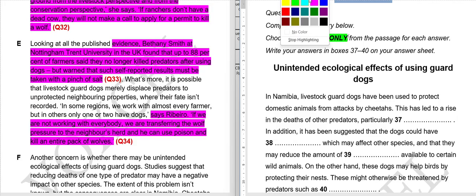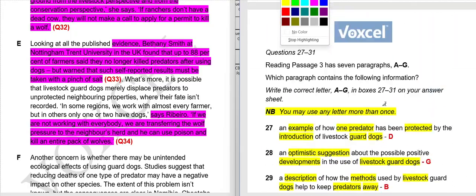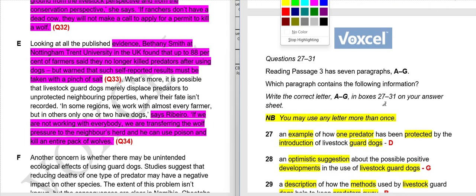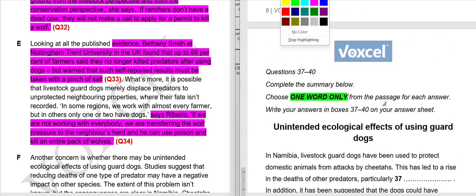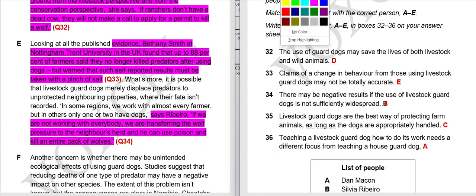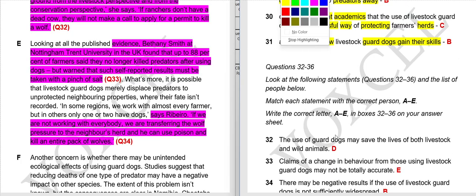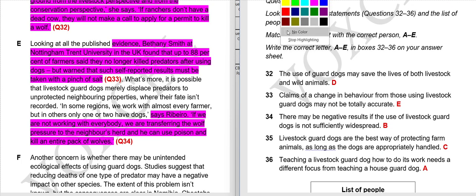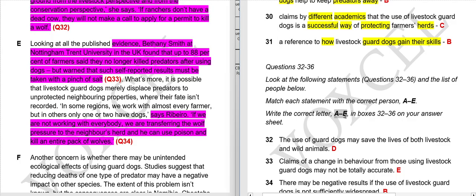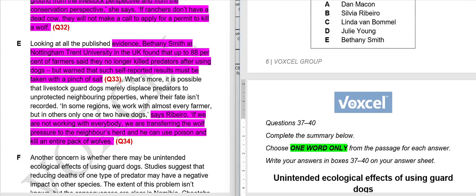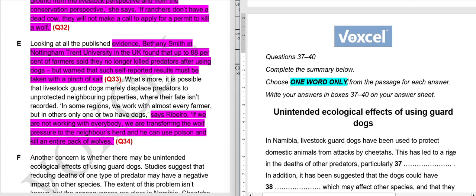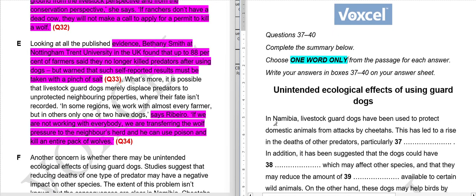one word only. Let me use a color I haven't used right now. I have used yellow. Okay, for this I haven't used any color, I would mark it in green. Okay, we have to write one word only, but if we write more than one word, it will be marked as incorrect. In Namibia, livestock guard dogs have been used to protect domestic animals from attack by cheetahs.